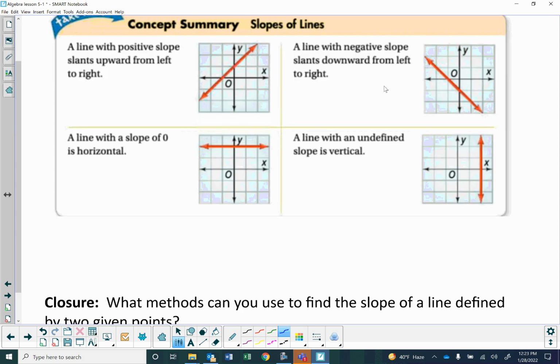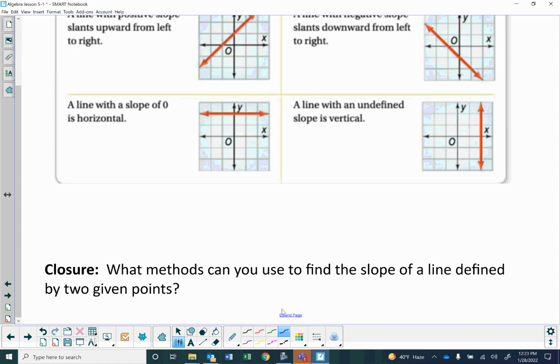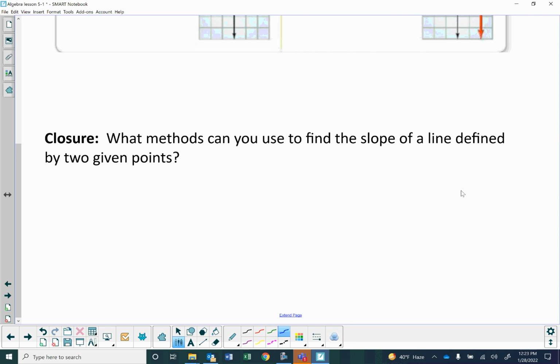All right, your closure question for today. What methods can you use to find the slope of a line defined by 2 given points? So what methods can you use? Methods, notice that's plural, so please answer it in a plural answer. Don't give me one method, give me at least 2. So what methods can you use to find the slope of a line defined by 2 points?